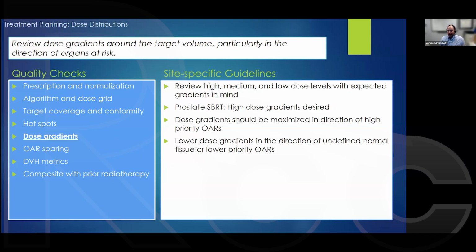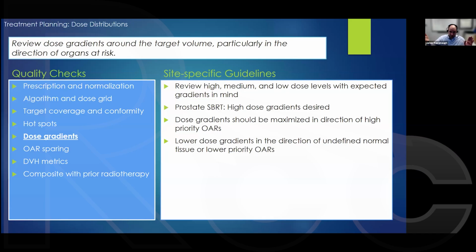So when you're looking at, and this kind of falls also into just general dose distribution as well, I'm a color wash person. A lot of people love isodose lines. I struggle with isodose lines. So I like to look at color wash, and I'll look at high dose, mid dose, and low dose levels of color wash and kind of extend that out. That gives you a sense of dose gradient. So review high, medium, low dose levels with expected gradients in mind.